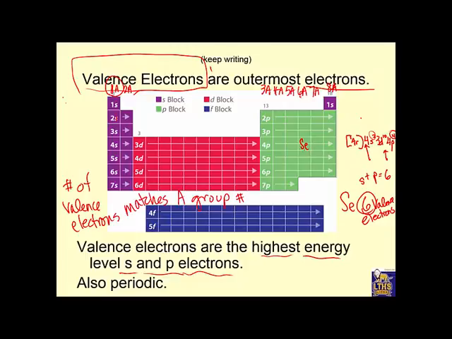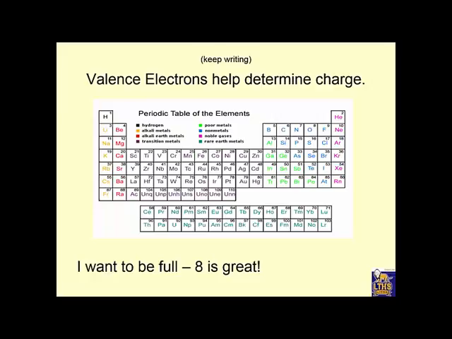The reason we organize the periodic table this way and have all these patterns is to help us find things like the number of valence electrons. So valence electrons help us determine charge. And when you get over to this side, starting with neon, group 8A, neon has 8 valence electrons. And neon's a stable, noble gas that doesn't react. And then argon, krypton, xenon, radon all have 8 valence electrons.